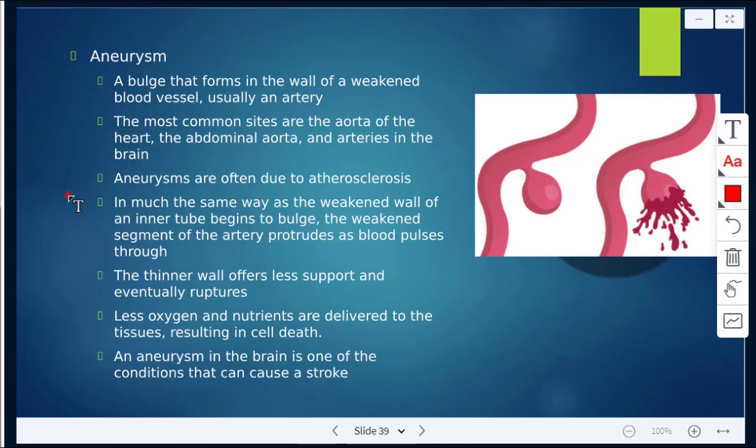So in much the same way as the weakened wall of an inner tube begins to bulge, the weakened segment of the artery protrudes as blood pulses through. The inner wall offers less support and will eventually rupture, shown here. Because it's ruptured, less oxygen and nutrients are delivered to the tissues, which will result in cell death. And if it happens in the brain, it's one of the conditions that causes stroke.